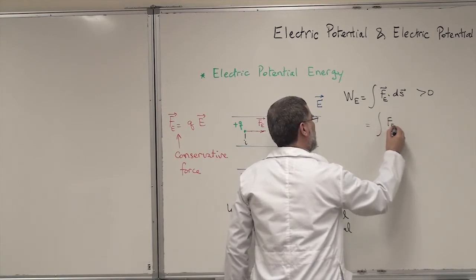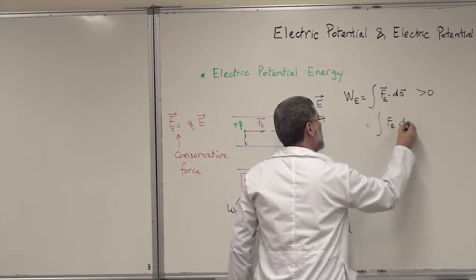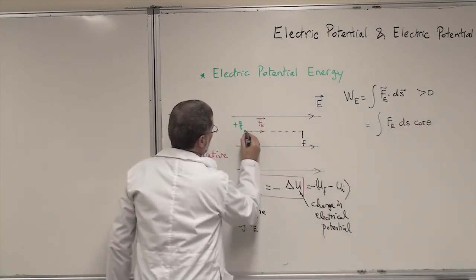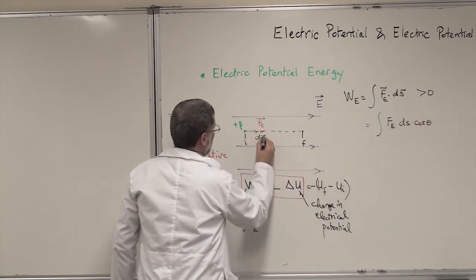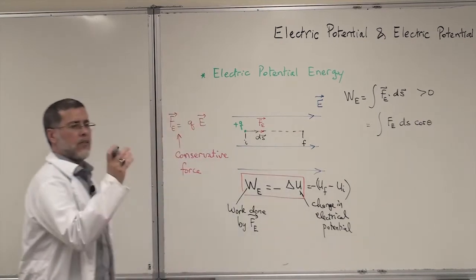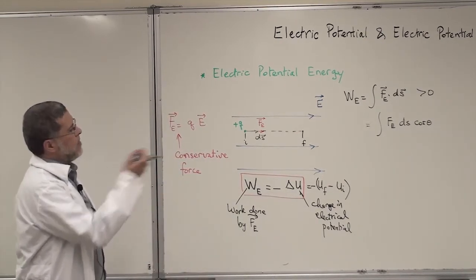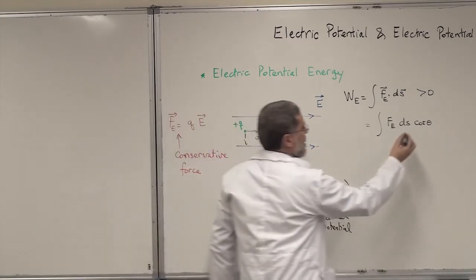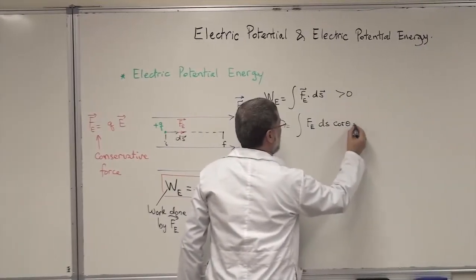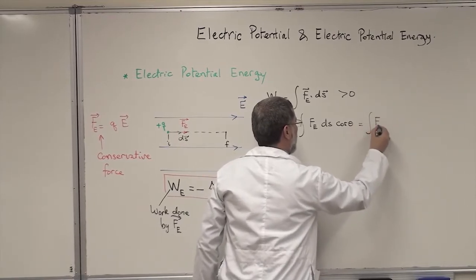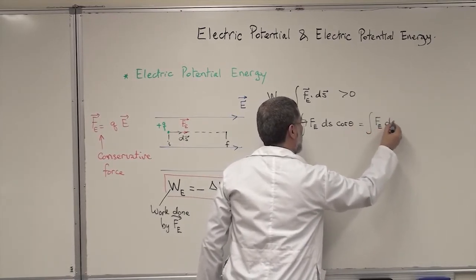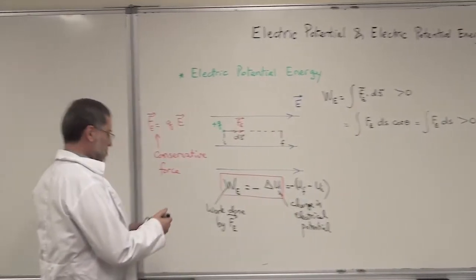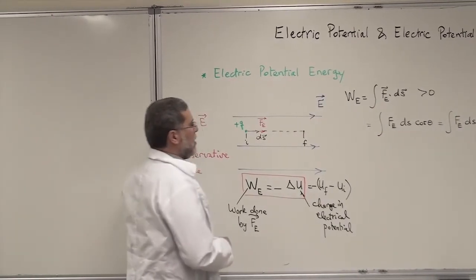Of course you can write this like this, okay? Integral of the electric force times ds times the cosine of the angle between them. ds actually is in this direction because that's how the particle is moving. That's the infinitesimal displacement, okay? ds and FE are in the same direction. This angle will be 0, cosine 0 will give you 1, and it will be the integral of FE ds, okay? And this is going to be positive again, okay? That's the work done by that electric force.